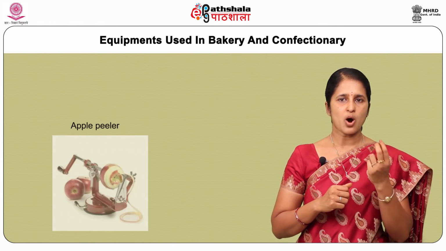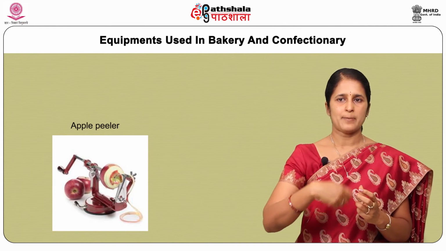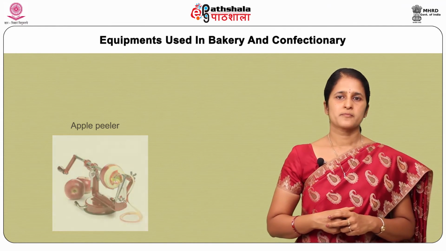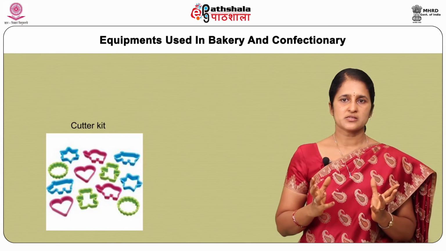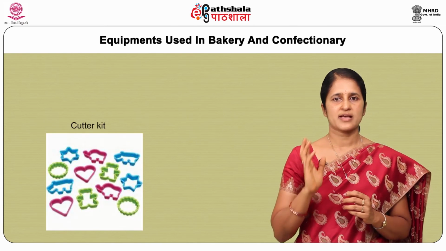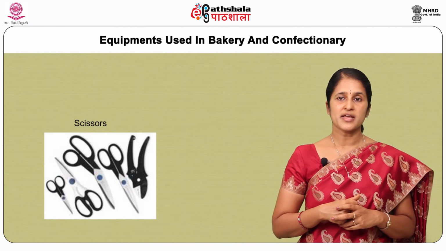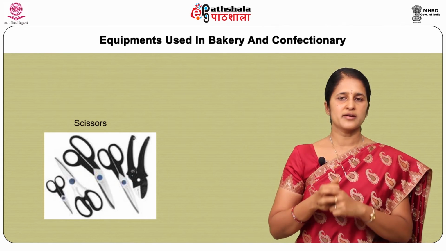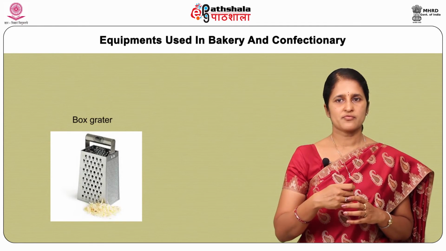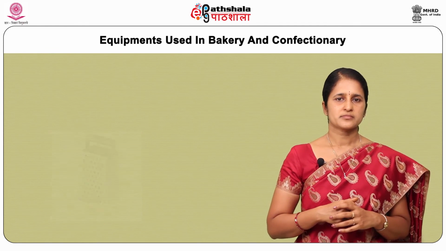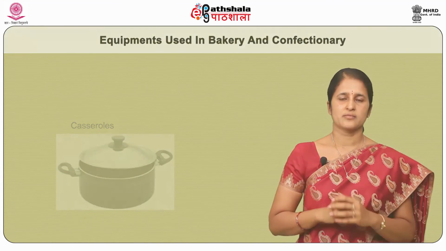Apple peeler. It is a small device which can be fixed to the table and used for peeling the apples and pears, etc. Cutting kit. It has different shaped cutters used to cut cookies for desserts, etc. Scissors, it is used for cutting pack of ingredients and to cut the other ingredients like nuts. Box grater, it is used to grate vegetables, fruits and other ingredients. Casseroles are used to just store the pastry creams, sauces, etc.